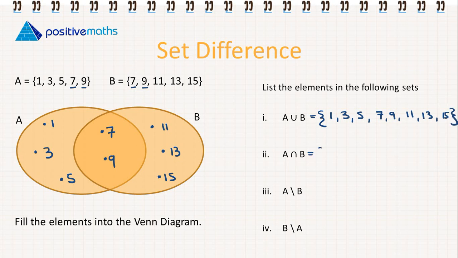Now we're going to identify the elements in A intersection B. So this is just 7 and 9. Now we have A without B, so this is just 1, 3 and 5. And B without A, we have 11, 13 and 15.